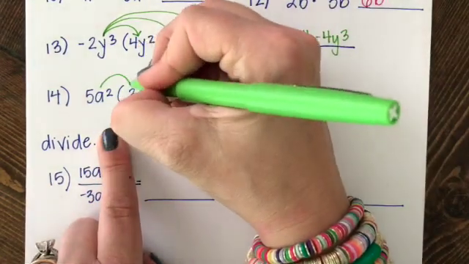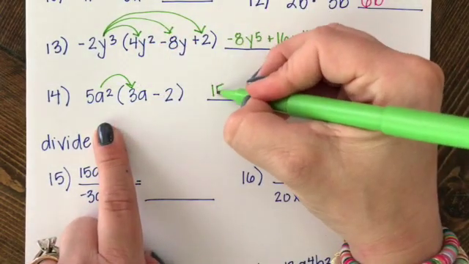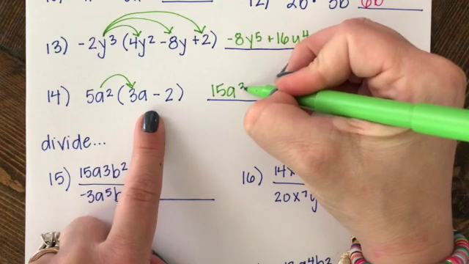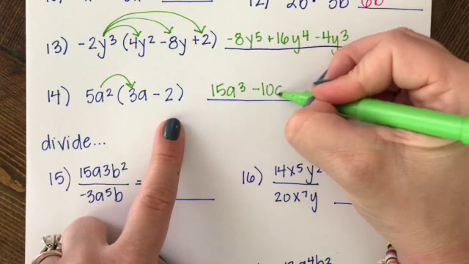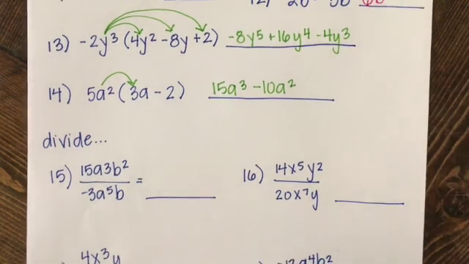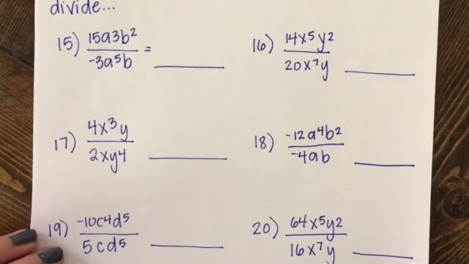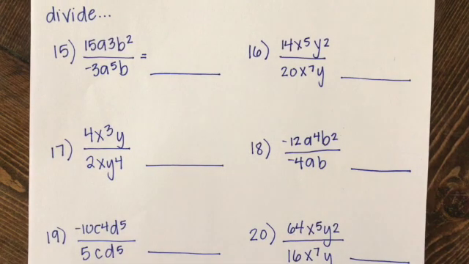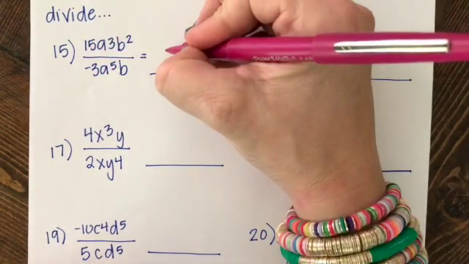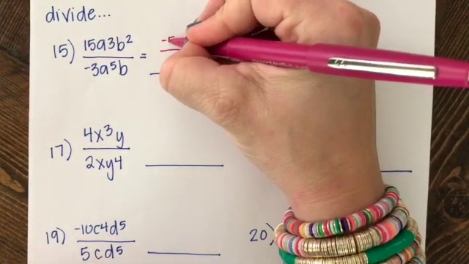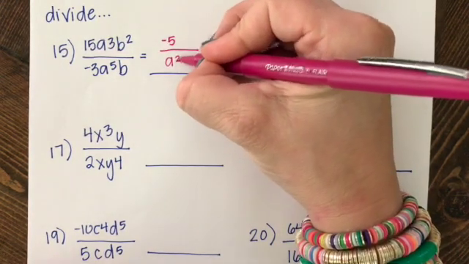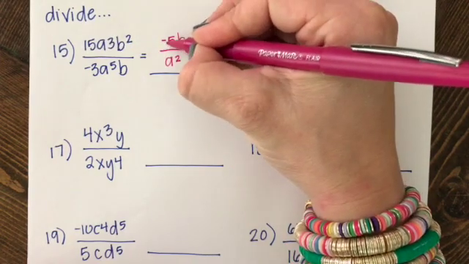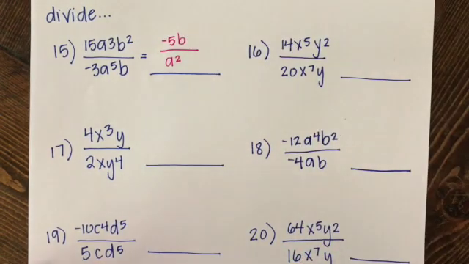And then on this last one, 5 times 3 is 15. A squared times a is a to the 3rd. 5a squared times negative 2 would be negative 10a squared. And then the very last section is going to be division. So we're going to simplify and then cancel out our variables. On number 15, I have 15 divided by negative 3 is negative 5 over 1. Then there's 2 more a's in the denominator. And then the b's, there's more in the numerator. So negative 5b over a squared.